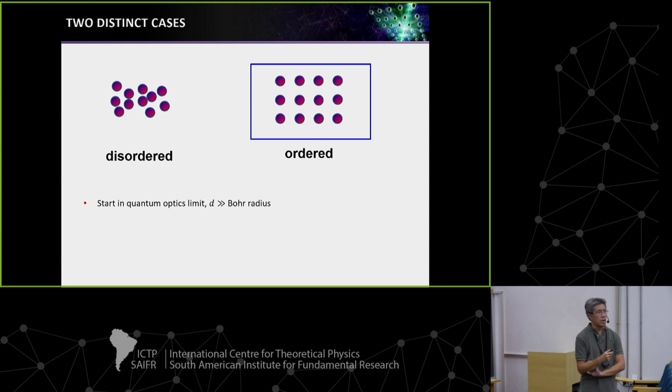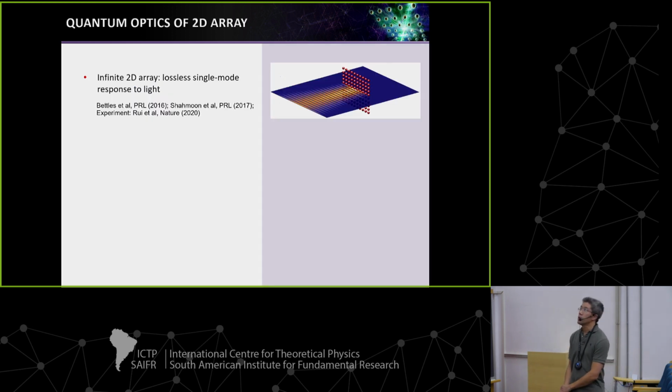So that was the case of disordered atoms, and now we can move to the case of a fully ordered crystal. And to understand the refractive index in this case, let's again start in the quantum optics limit where the distance between atoms is much bigger than the Bohr radius, which means we can use our spin model again. To understand the refractive index of a 3D lattice, all the physics is encoded in a problem that we already studied, which is that a 2D array can in principle act as a perfect mirror for light. Instead of talking about a perfect mirror, let me change the wording a little bit. Let me say that a 2D array exhibits a lossless single mode response to light.